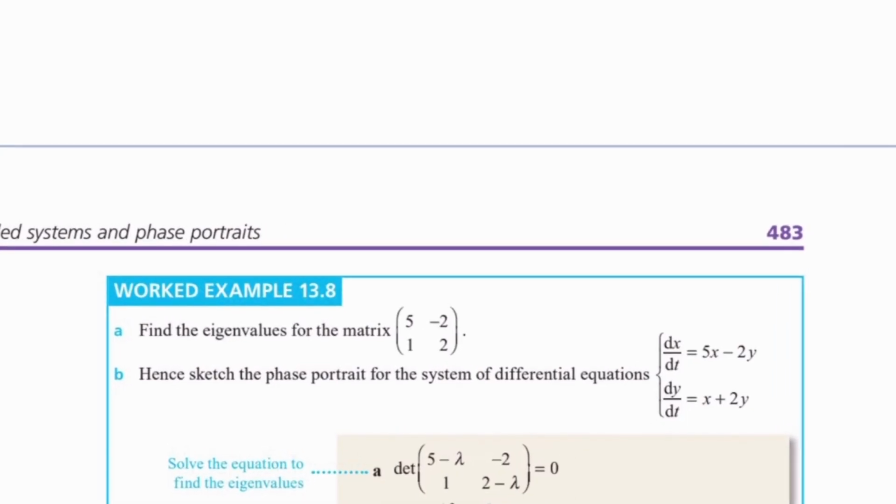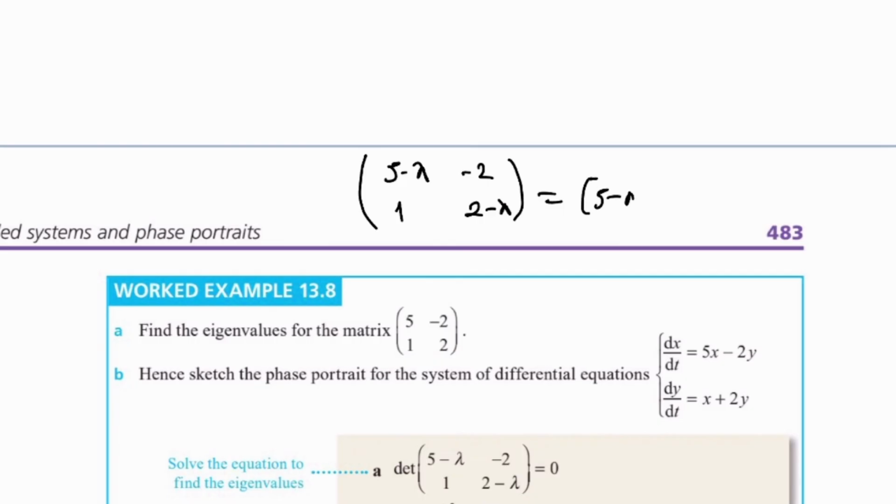Find the eigenvalues of the matrix. Okay, the same method of finding eigenvalues. 5 minus lambda, minus 2, 1, 2, right? 2 minus lambda. So how you can find, let's find it.